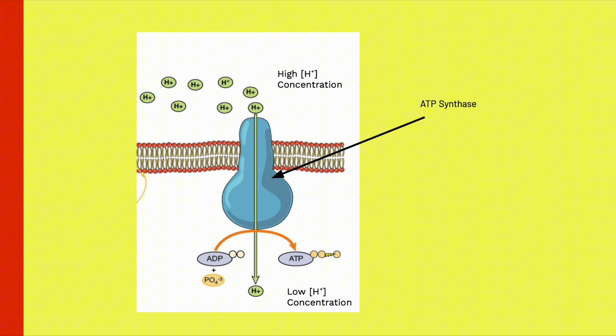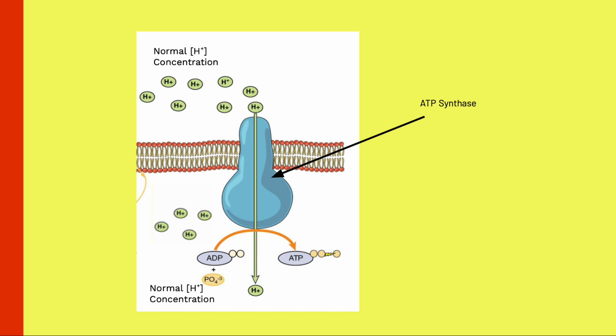If protons cannot be pumped out of the matrix, the concentration gradient used to generate PMF will no longer exist. Since the concentration of protons in the matrix and the intermembrane space will not be very different, the protons will have no reason to go through chemiosmosis and flow back into the matrix through ATP synthase because, well, it's no longer along their concentration gradient to do that.